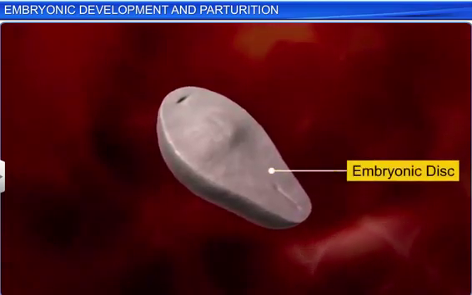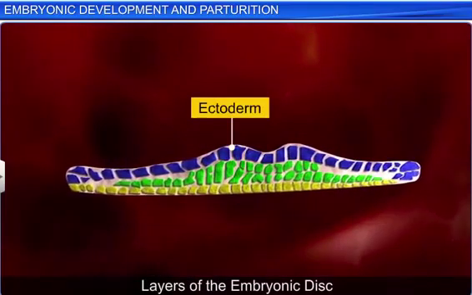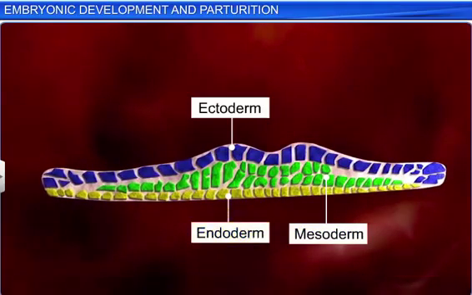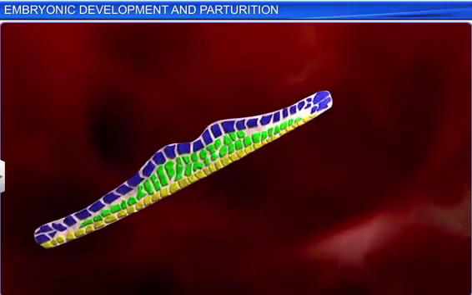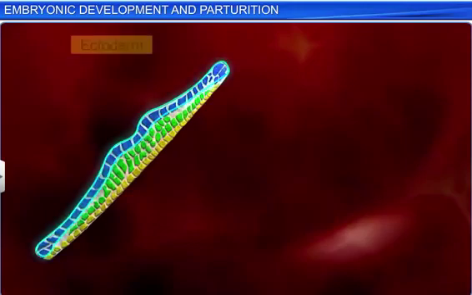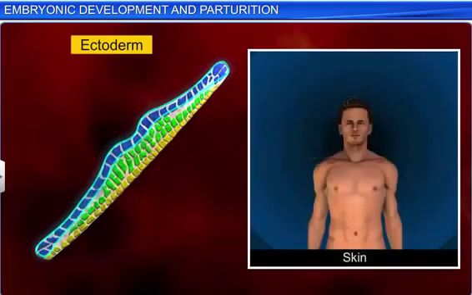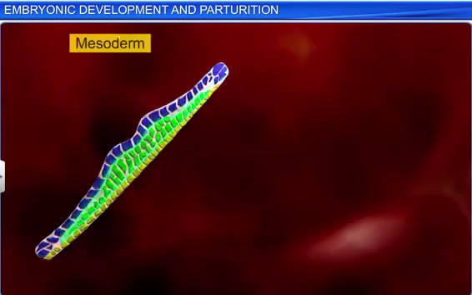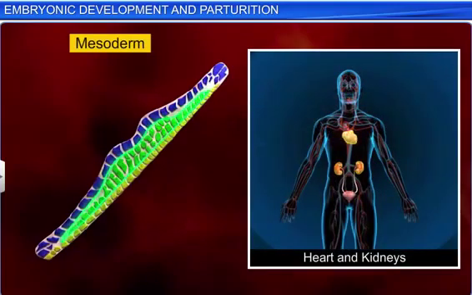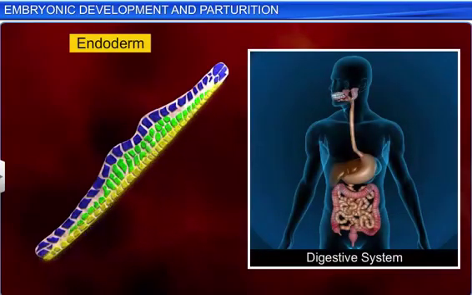consisting of 3 germ layers: the outer ectoderm, middle mesoderm, and inner endoderm. The term germ layer indicates that each of the layers gives rise to tissues. The ectoderm, for instance, gives rise to the nervous system and the skin, whereas the mesoderm develops into muscles and organs such as the heart and kidneys, while the endoderm gives rise to the entire digestive system.